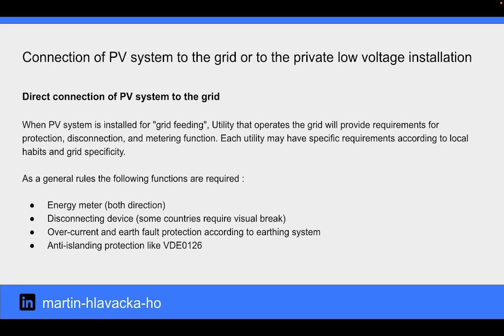When a PV system is installed for grid feeding, the utility that operates the grid will provide requirements for protection, disconnection, and metering functions. Each utility may have specific requirements according to local habits and grid specificity. As a general rule, the following functions are required: energy meters, disconnecting device, overcurrent and earth fault protection according to earthing system, and anti-islanding protection.